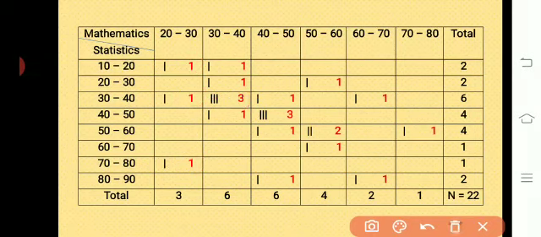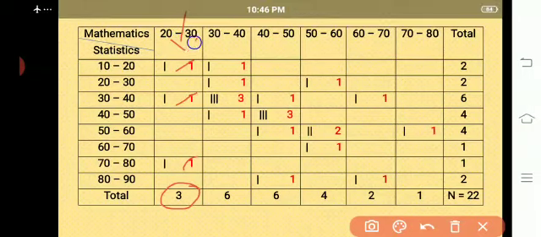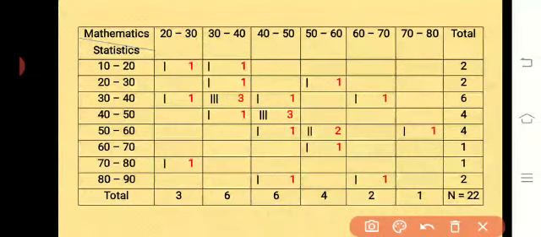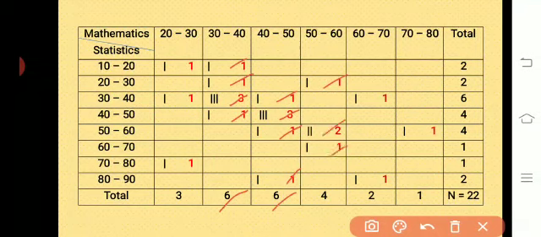Then we have to count the tally marks row wise and column wise, and we have to write the total. Here this is 1 plus 1 is 2 plus 1 is 3. So here we have written the frequency for the class interval 20 to 30, that is 3. Similarly, 1 plus 1 is 2 plus 3 is 5 plus 1 is 6. So frequency is 6 here. Here 1 plus 3 is 4 plus 1 is 5 plus 1 is 6. Then 1 plus 2 is 3 plus 1 is 4. 1 plus 1 is 2. Here it is 1, so frequency is 1.